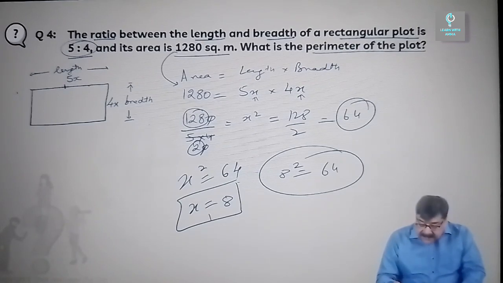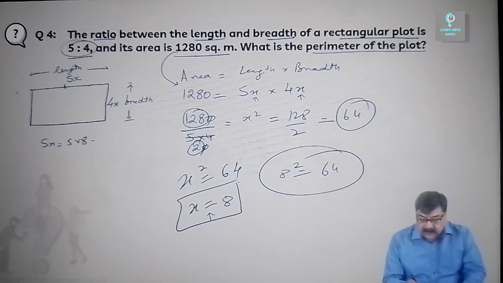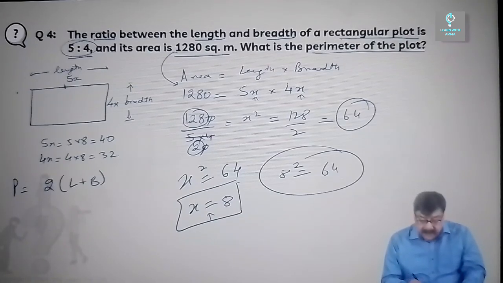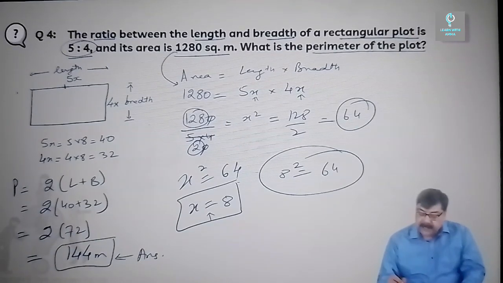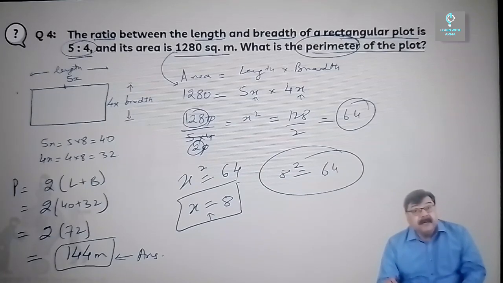So now as x is 8, 5x will become 5 into 8, which is 40. 4x will become 4 into 8, that is 32. Perimeter is twice of L plus B. So this is 2 times 40 plus 32, that is 2 times 72, that is 144 meters. This shall be the required answer, that is the perimeter of the plot.